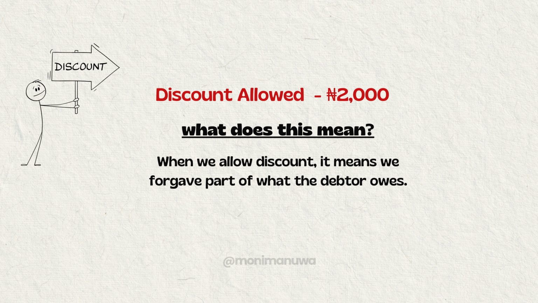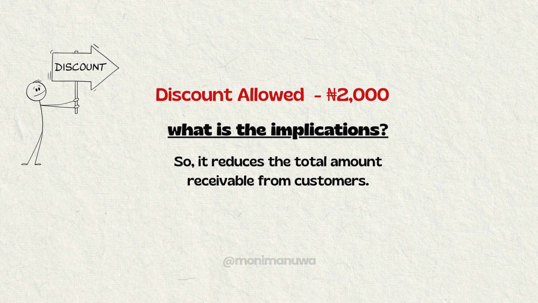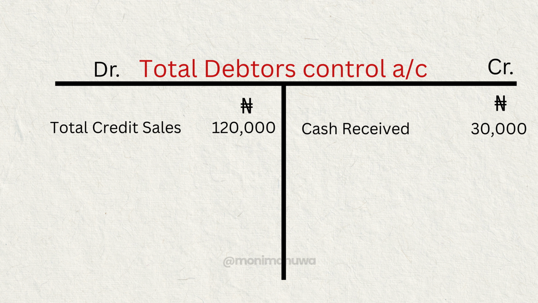Third transaction, discount allowed 2,000. When we allow discount, it means we forgave part of what the debtor owes. So, it reduces the total amount receivable from customers. That means it also goes to the credit side of the debtor's control account.